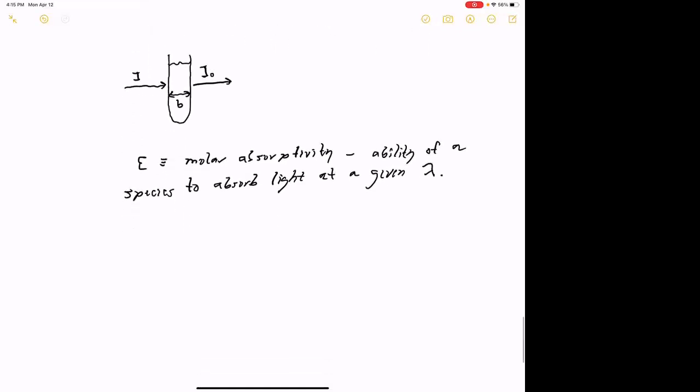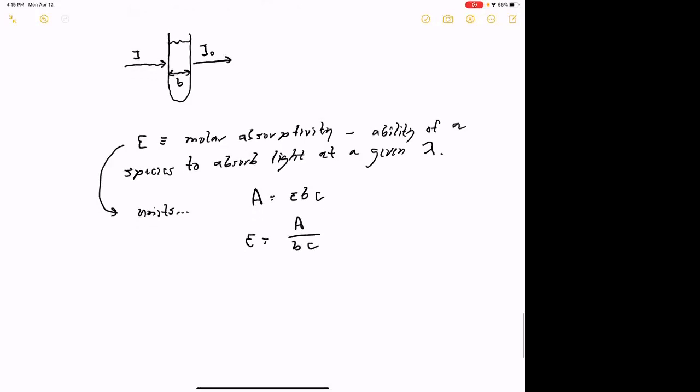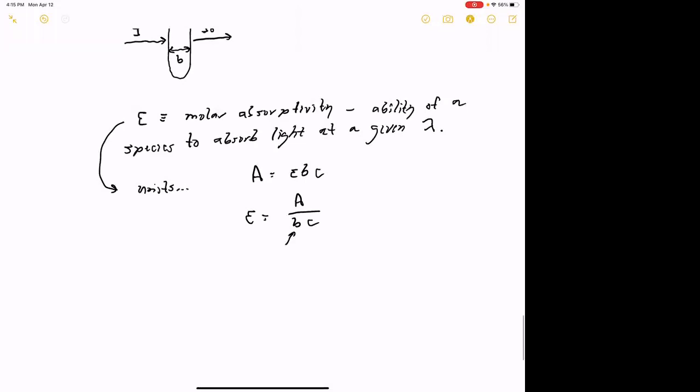Let's just do a real quick thing with Beer's law here. Let's see if we can get the units on molar absorptivity. So remember that A is equal to epsilon times B times C. We want to solve for epsilon and stick units in. So that's absorbance over B times C. Okay, so we've got to think about what all these units are. B is path length. We usually would measure that in terms of centimeters. C is molar concentration. So that's going to be in terms of moles per liter of solution, right? What about A? A is absorbance.